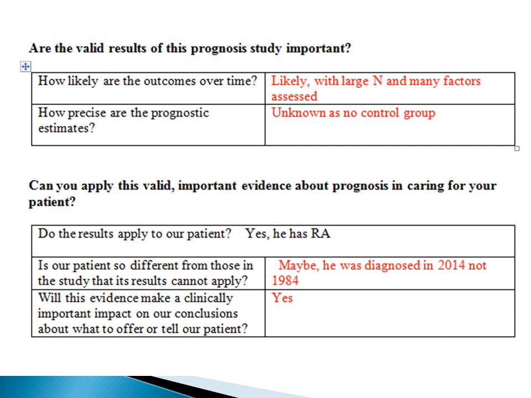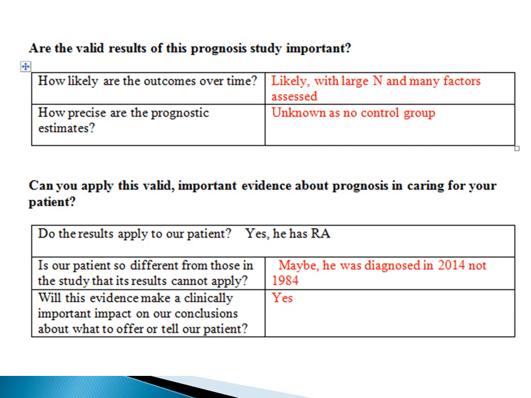Well, specifically, how likely are the outcomes over time? Are likely because it had a large number, 1,300 patients. Many factors were assessed to see if they were associated with mortality and disability. How precise are the prognostic estimates? Not really known, because again, they didn't have a specified control group. They didn't control for a lot of things.